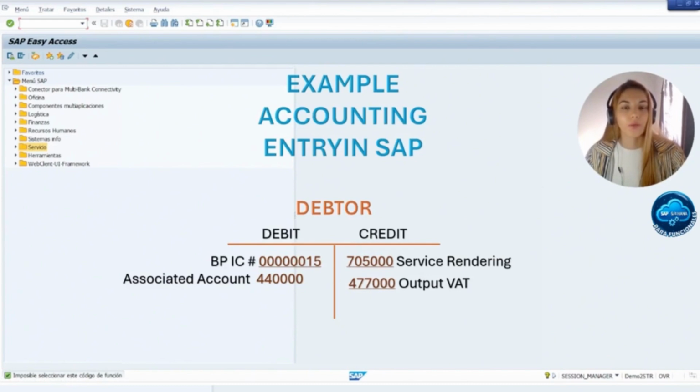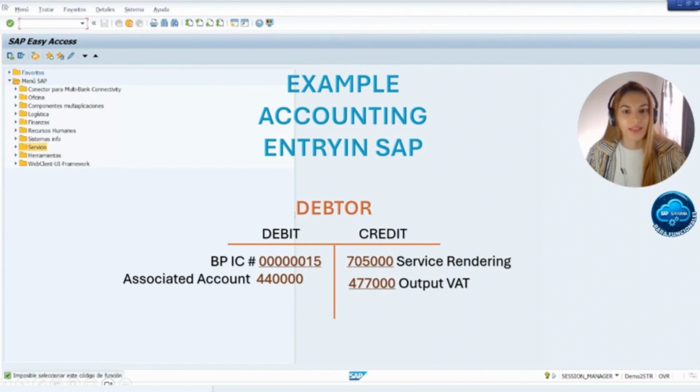An example of an accounting entry in SAP. Well, here we have the famous T account, debit and credit. And here we have a person or an organization that provided a service. We record it with account 705, and this has its VAT with account 477. Here the system will obviously assign the corresponding general ledger account, but this will be associated with the business partner for whom we are making this accounting entry.